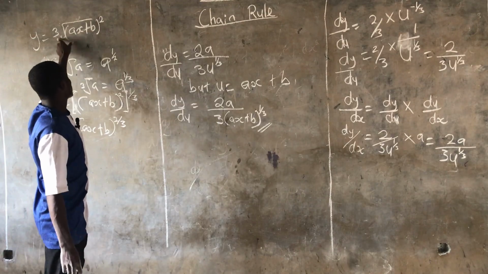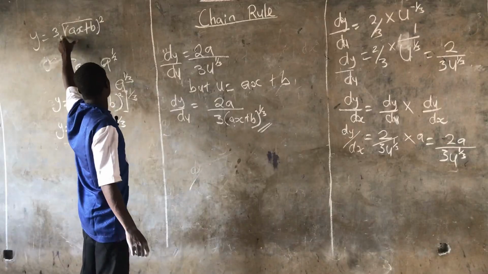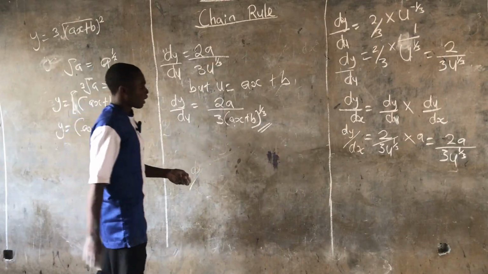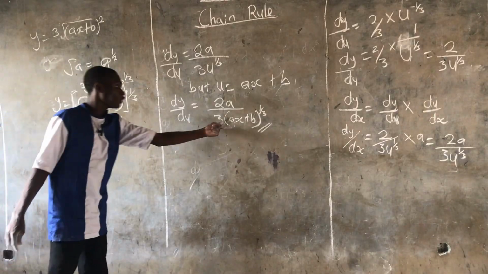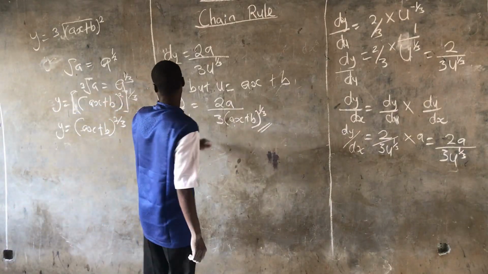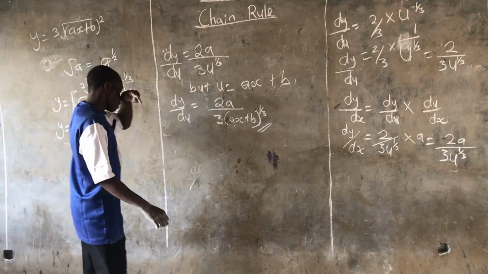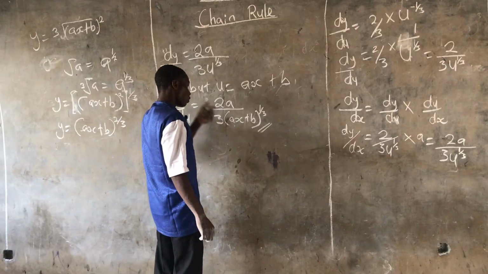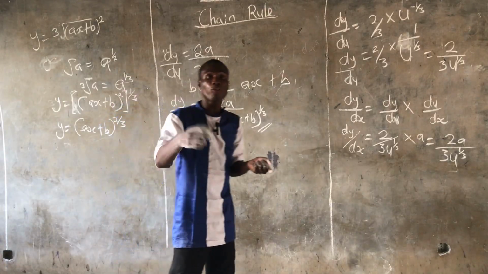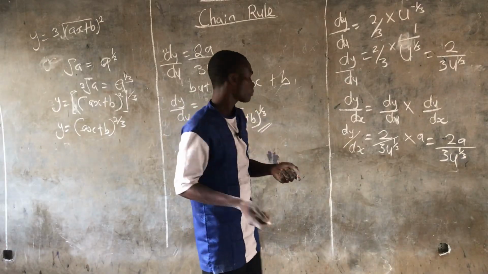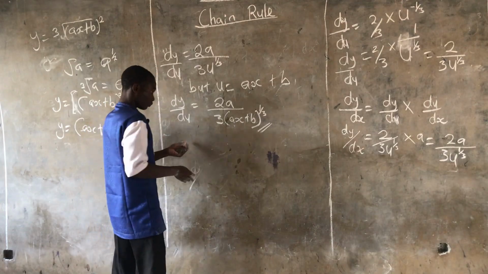The question was given in this way, so your answer can also be written in this way or end up in this. If you decide to convert it back to this form, we have to use the law of indices.